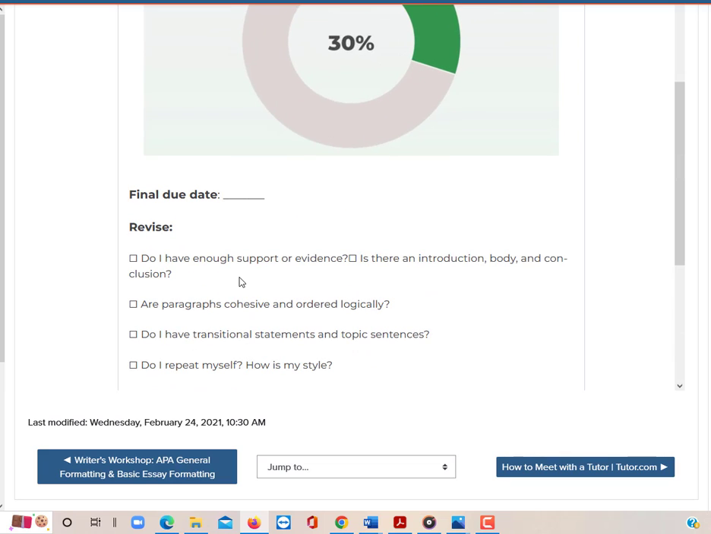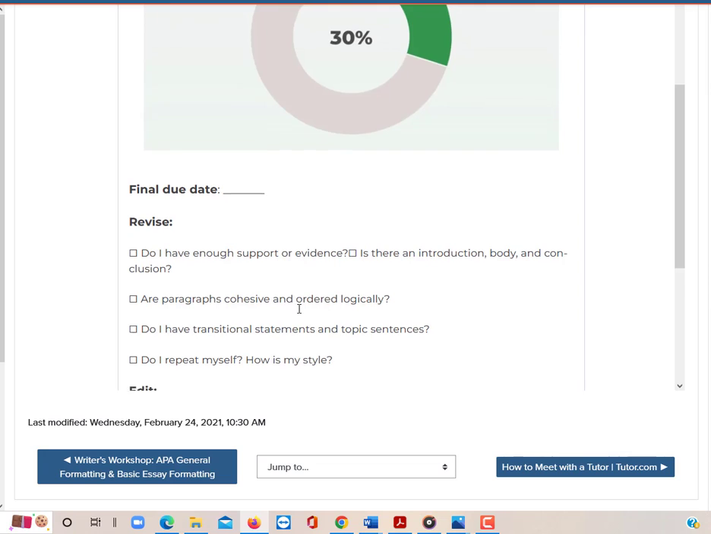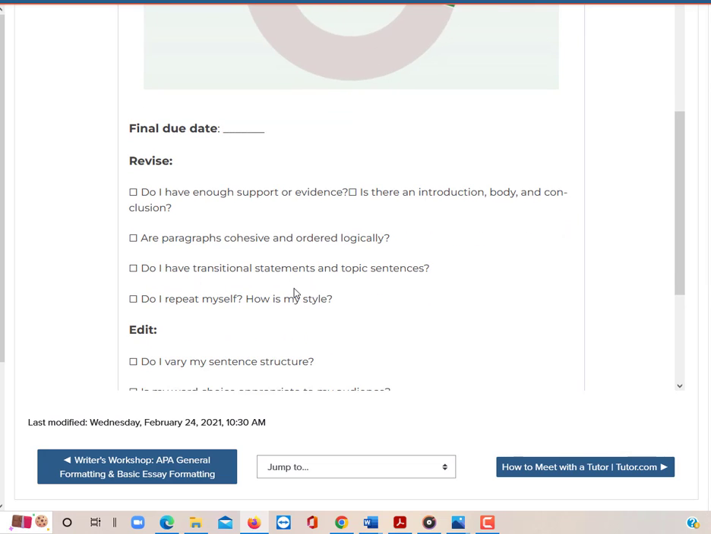So do I have enough support or evidence? Is there an introduction, body, and conclusion? Are paragraphs cohesive and ordered logically? Do I have transitional statements and topic sentences? So transitional statements mean transition words, like first, second, third. And then you can Google yourself a transition word list so that you can use transition words in order to make your essay flow more smoothly.